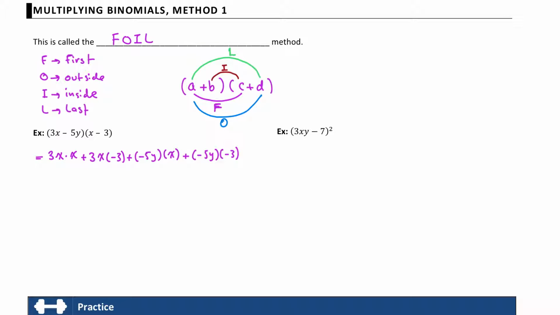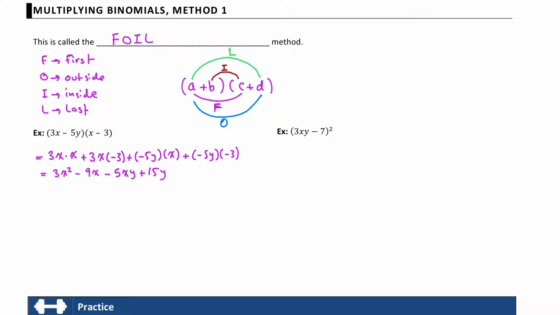So moving on, 3x times x is equal to 3x squared. 3x times negative 3 is equal to negative 9x. Negative 5y times x is equal to negative 5xy. And negative 5y times negative 3 is positive 15y. I actually don't have any like terms here, so I can't really simplify this any further, but I do want to use the original method and see if we still get the same expression using a different method.